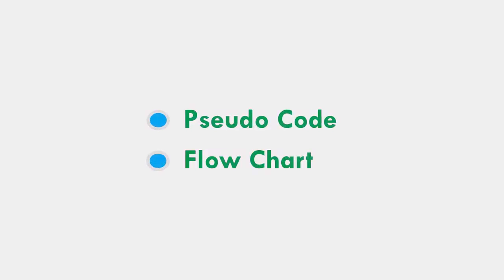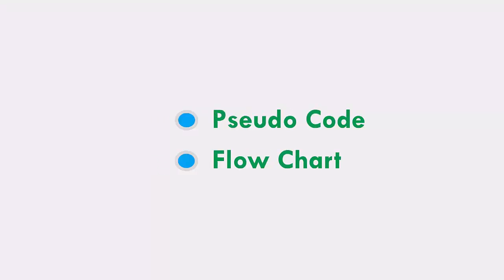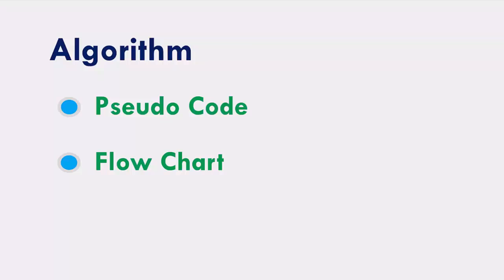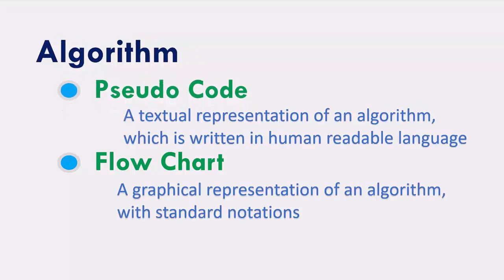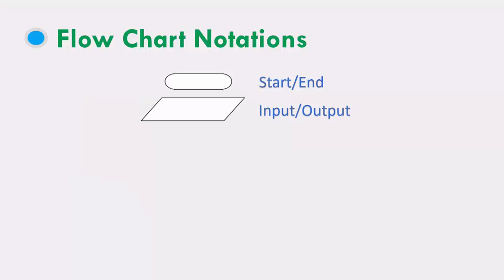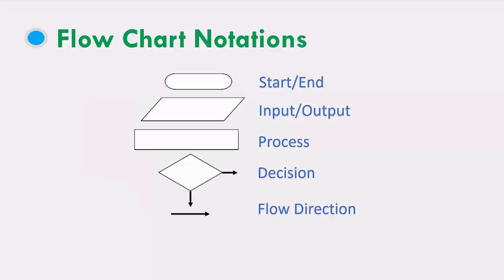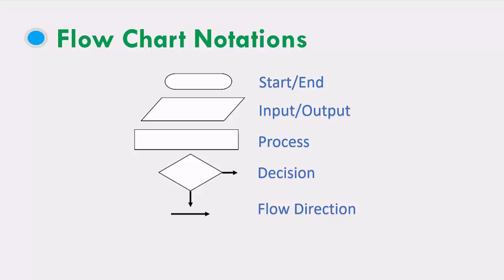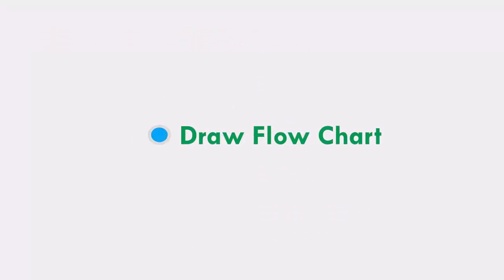This video is about pseudo code and flowchart. These are types of algorithms relating to any programming language. Pseudo code is a textual notation of an algorithm, whereas flowchart is a graphical representation of an algorithm. There are standard notations for flowcharts. These are start, input or output, process, decision, flow, direction and connectors. Those are basic notations.